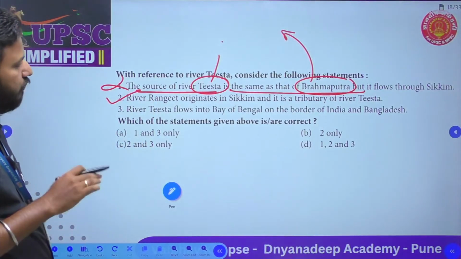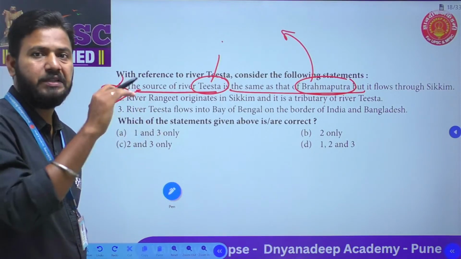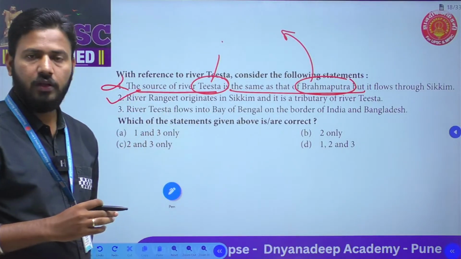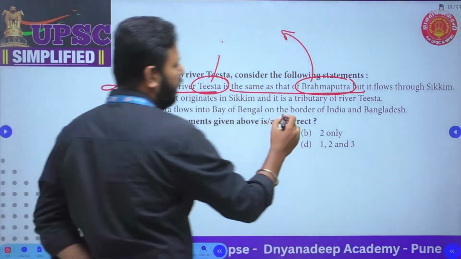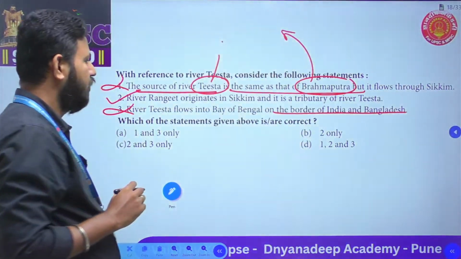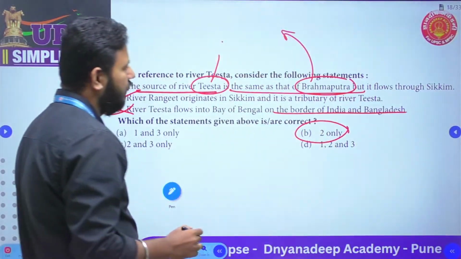River Tista flows into Bay of Bengal. No, it does not. It goes into Bangladesh and meets Brahmaputra, right? So it does not drain into Bay of Bengal on the border of India and Bangladesh. So this statement also is incorrect. So only statement 2 here is correct. Okay. Now let's see this in the map.